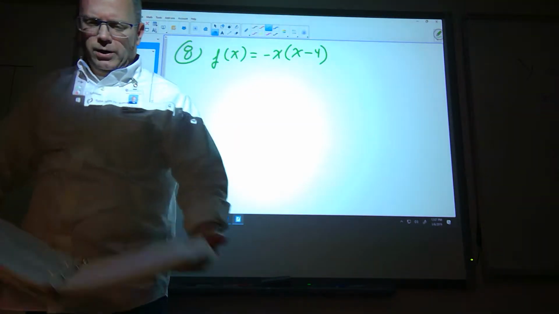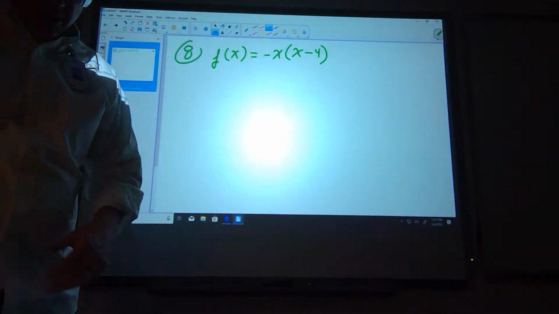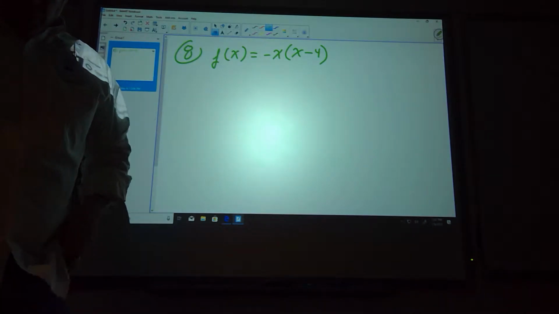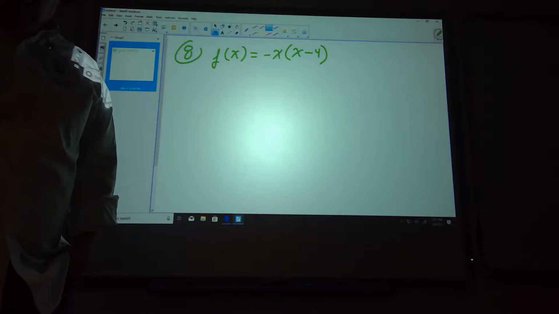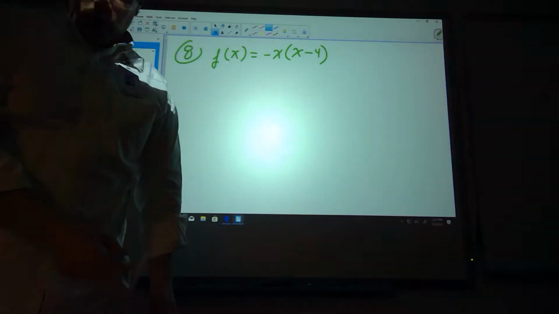Okay, so let's just read the instructions, see what they have said. Use all that you know to graph each quadratic function, choosing the best method to create an accurate graph. Be sure to include the vertex and 4 additional points. Graphing the axis or line of symmetry is suggested.